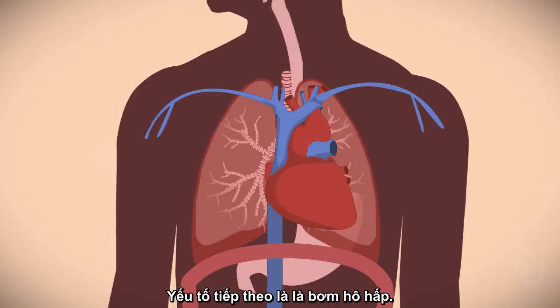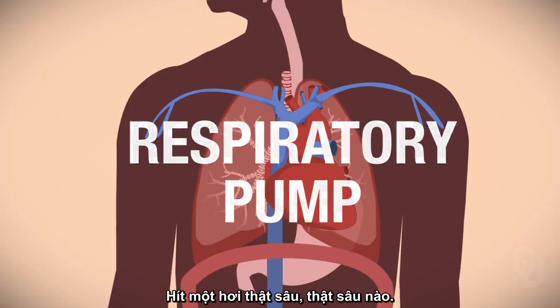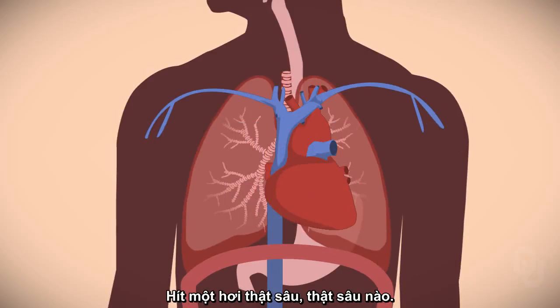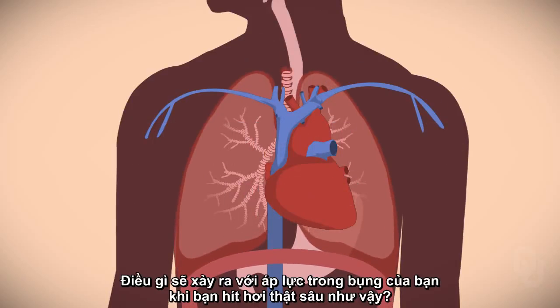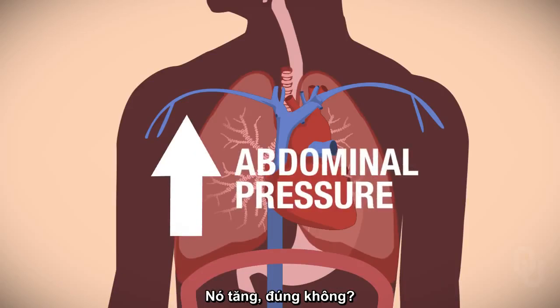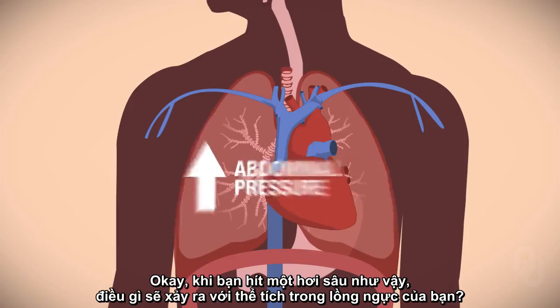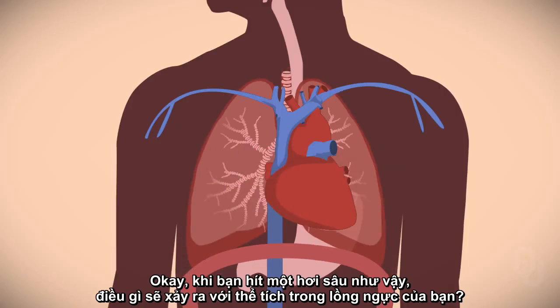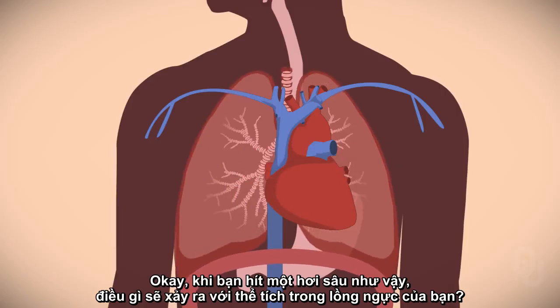The next factor is the respiratory pump. So take a deep breath, a really big one. What happens to the pressure in your abdomen while you're taking this really deep breath? Did the pressure in your abdomen go up? It increases, right? Okay, when you took that big old deep breath, what happened to the volume of your thoracic cavity?